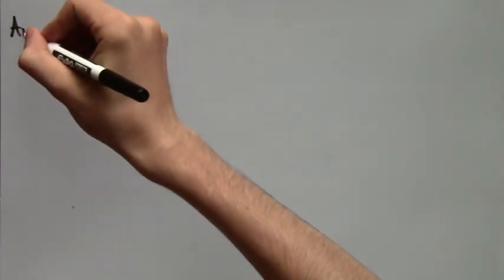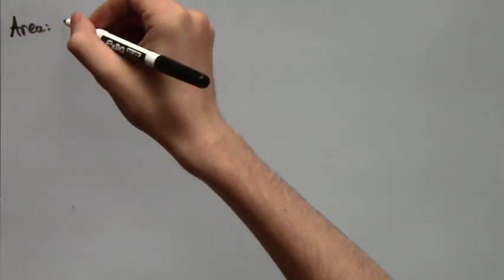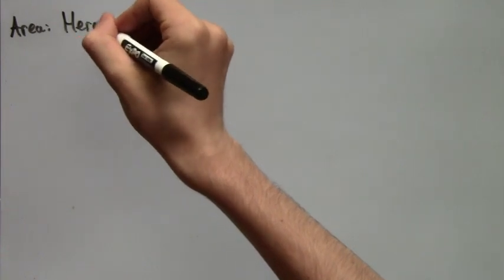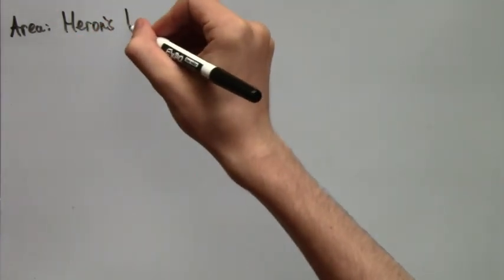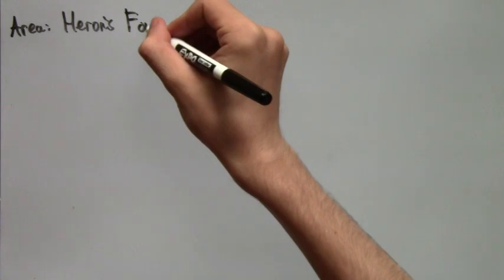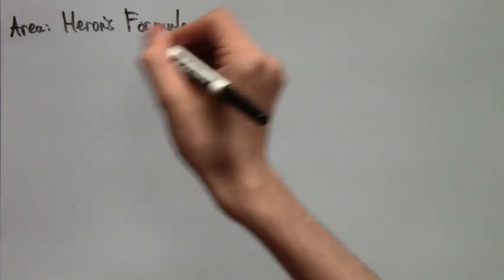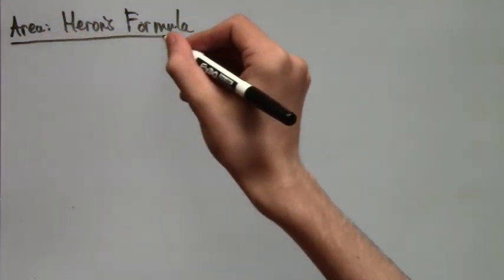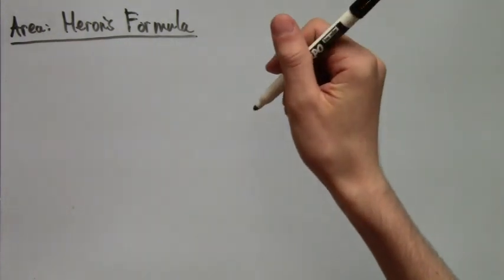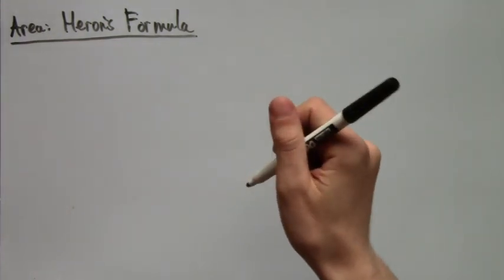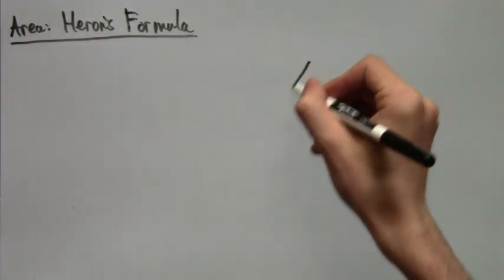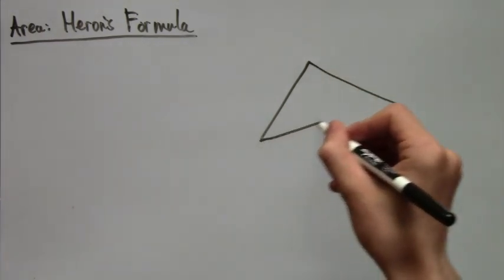In this video lesson, we will learn about another formula for the area of a triangle. It's called Heron's formula. So, what exactly is this formula, and how and when can we use it?